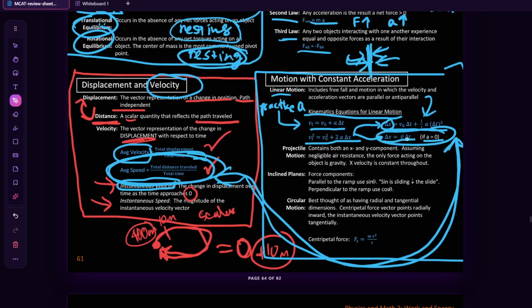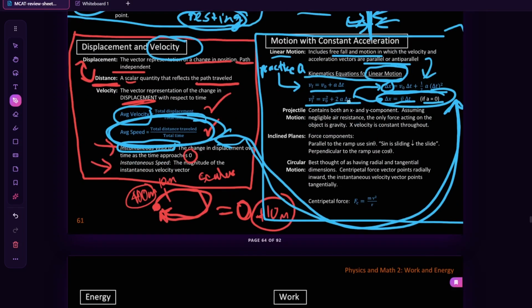Okay, now we can get into linear motion. Linear motion includes free fall motion, where the velocity and acceleration are parallel and anti-parallel, so you use these equations for linear motion. And we already went over the equations. For projectile motion, it contains an x and y component, assuming negligible air resistance. The only force acting on the object is gravity, so x velocity is constant throughout. So projectiles just kind of look like this.